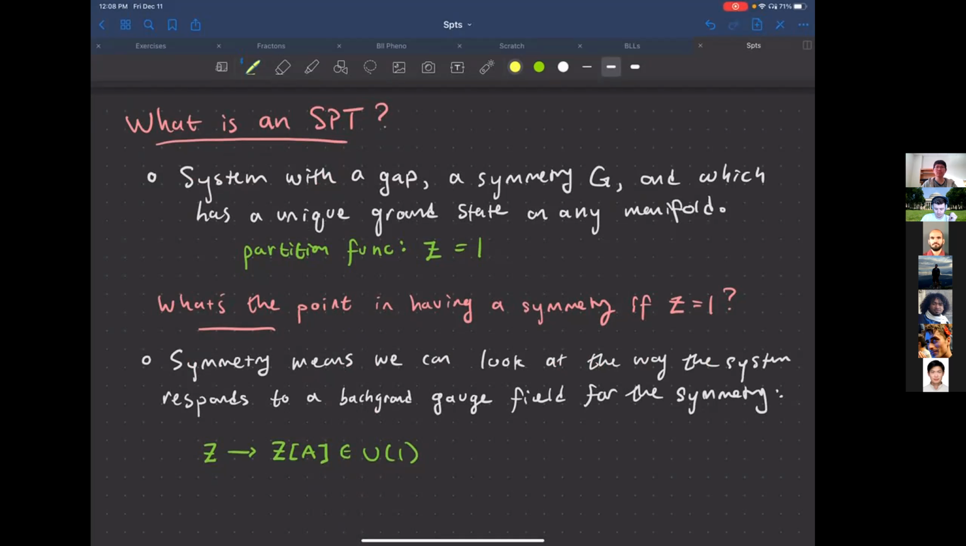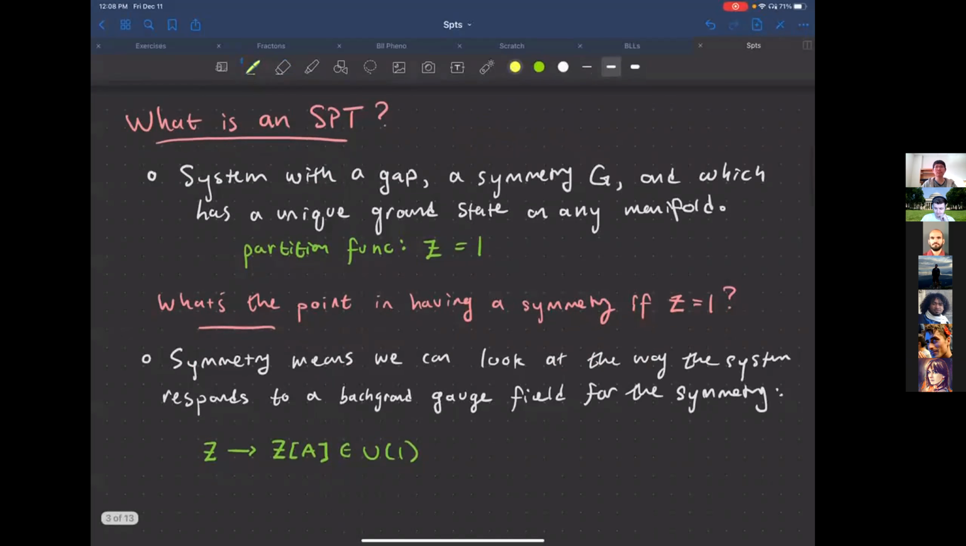People are familiar with topological order and gauge theories and stuff like this. These are also systems where you have a gap. You can think about them as having some symmetry, but if I put something with topological order on a manifold like this, it'll have some ground state degeneracy, and if I put it on a manifold like this, it'll have some different ground state degeneracy. And so we're not interested in cases like this. We're just interested in the case where there is just one ground state, a unique ground state for everything.